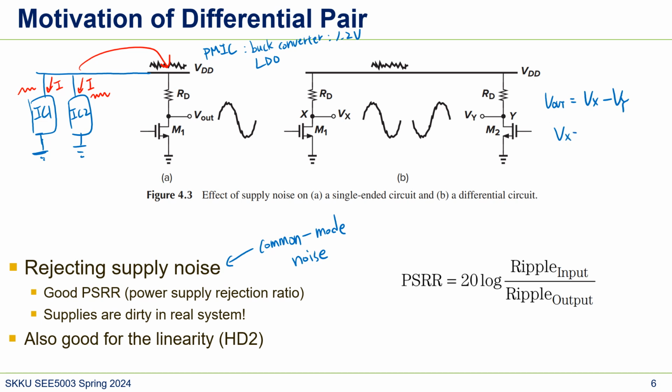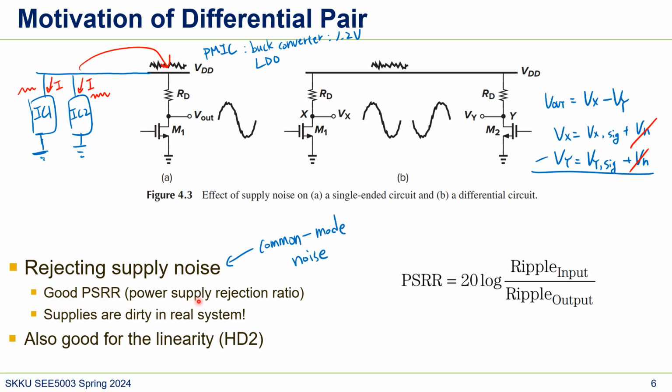But Vx will be the Vx-like signal plus V noise, and Vy also Vy signal plus V noise. And if we subtract them, the V noise is common, so we can cancel it. So that's why this common mode noise from the supply through this Vx and Vy can be cancelled if we subtract them. So it means that the differential pair has good PSRR.